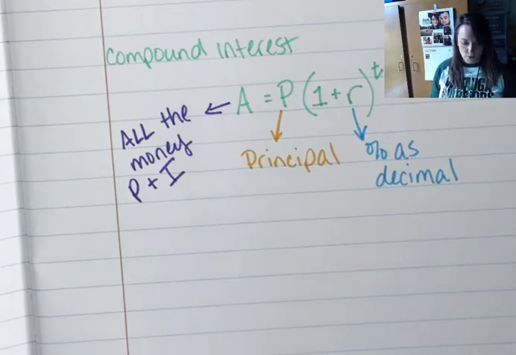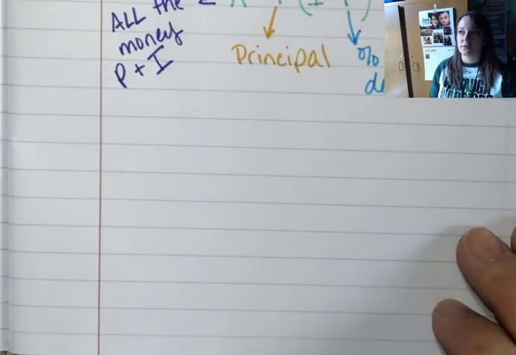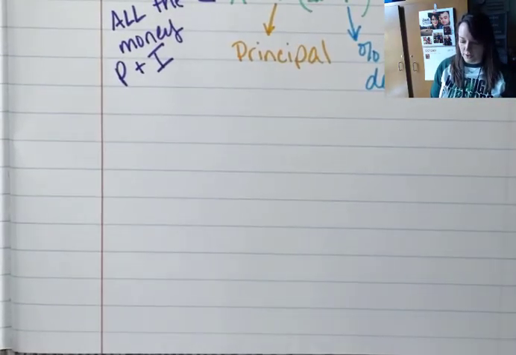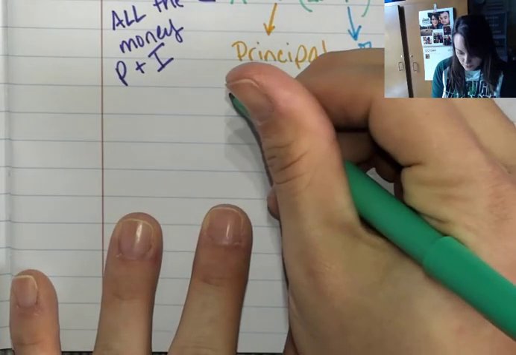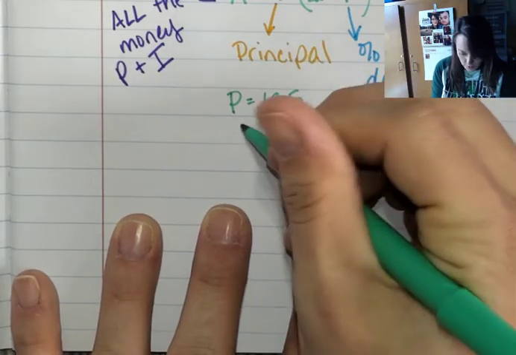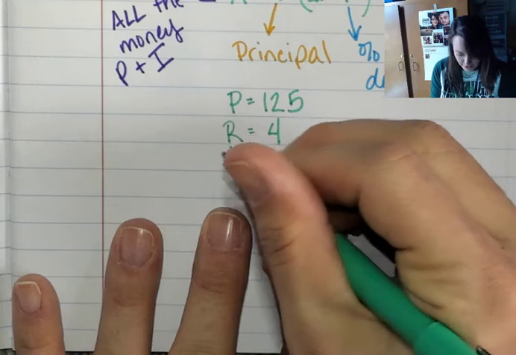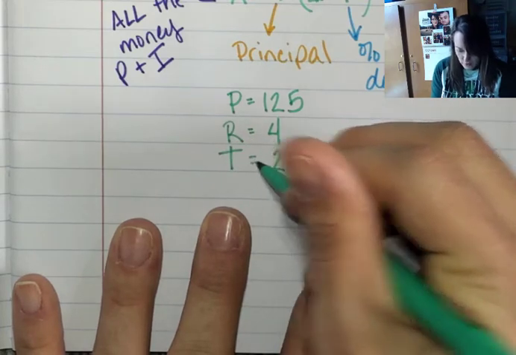Now, let's do an example. Simple interest we've done, so we're just going to focus on compound. If I told you that the principal was 125, the rate was 4, and I'll be nice, time can be 2.